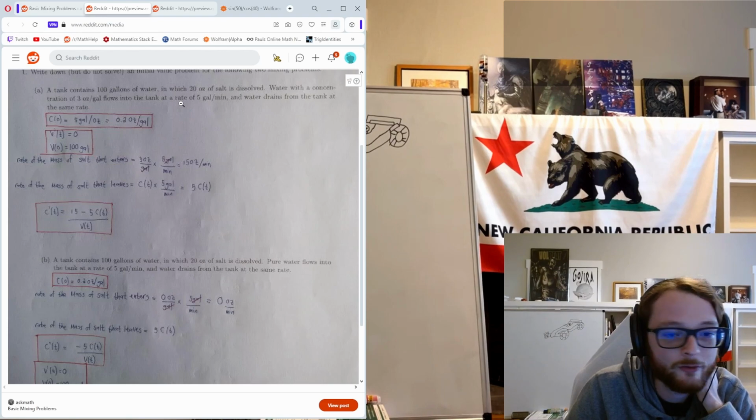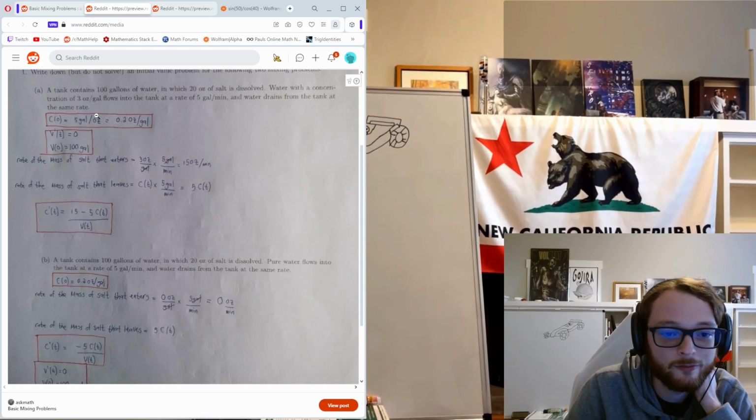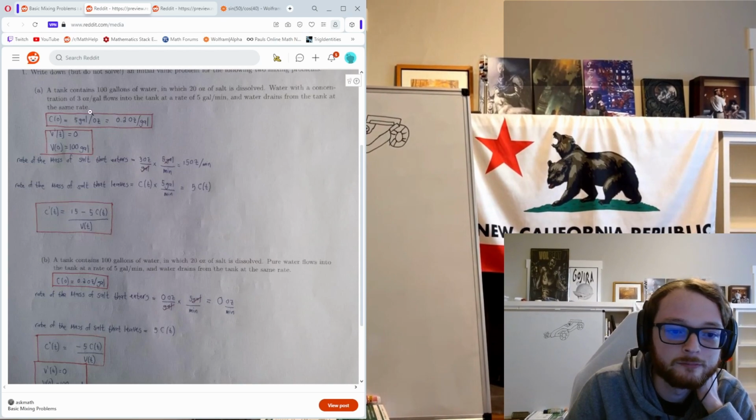I want to read the question because it's so much easier to read it now. Okay, so they start by getting C, which is concentration at time 0, which is 20 over 100 is 5, which is, wait. Oh, okay, they found gallons per ounces and they converted to ounces per gallons. That's fair enough, I guess. Either way, it's the right answer.